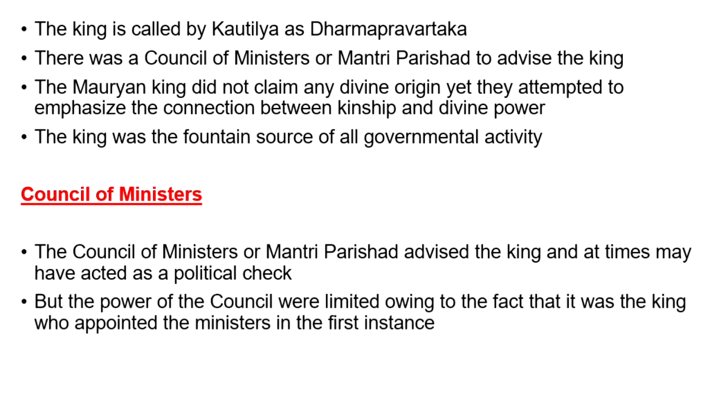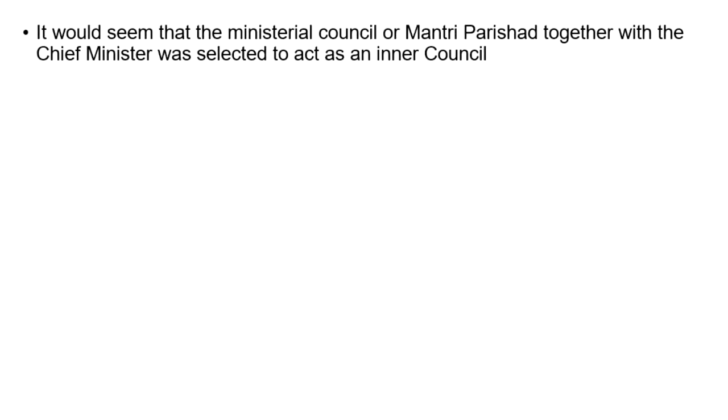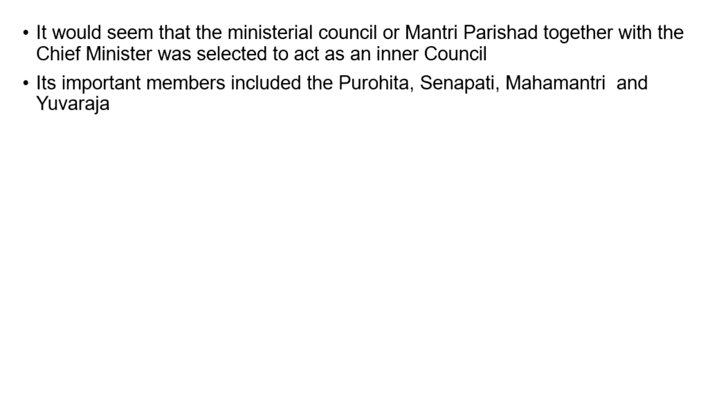But the power of the council was limited owing to the fact that it was the king who appointed the ministers in the first instance. The Arthashastra lists the chief minister or the Mahamantri and also distinguishes between the ministers and the assembly of ministers. It would seem that the Mantri Parishad together with the chief minister was selected to act as an inner council. Its important members included the Purohita, Senapati, Mahamantri and Yuvaraja.